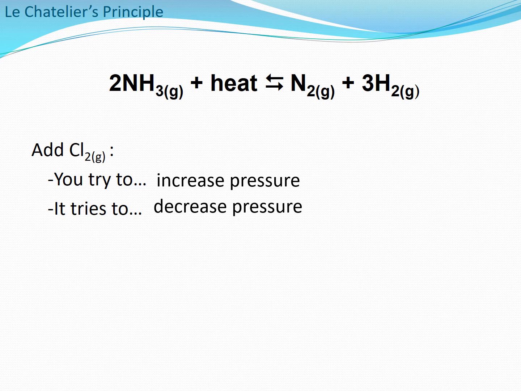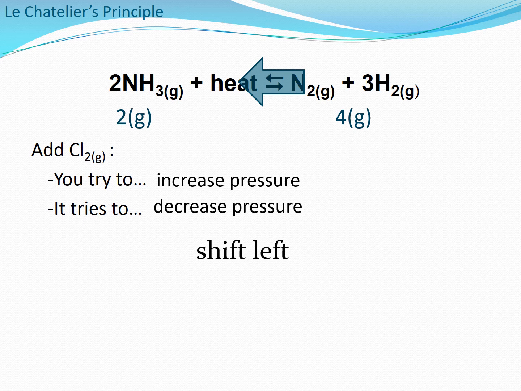And in this equation, I have two gases on the left-hand side with the two ammonia molecules. On the right-hand side, I have one nitrogen and three hydrogen molecules that are gases, so four gases on the right. So to decrease pressure, it wants less gas. It will shift to the side with less gas, so that means we're shifting to the left.